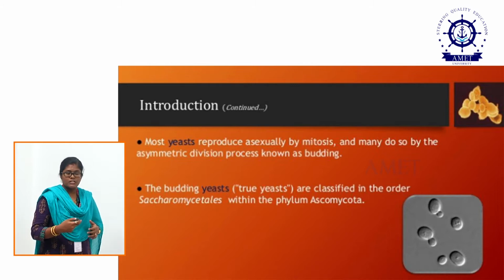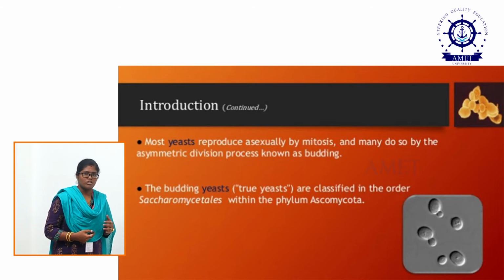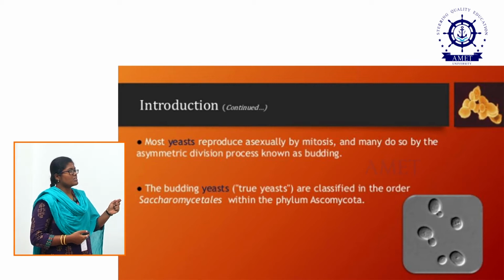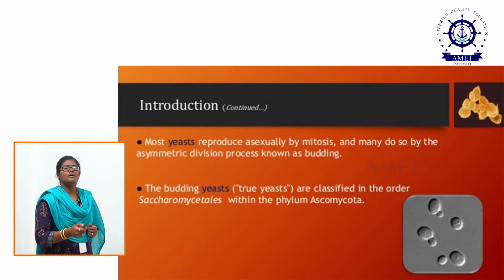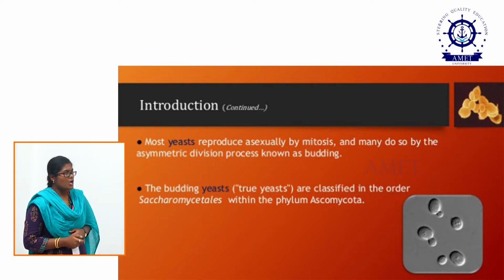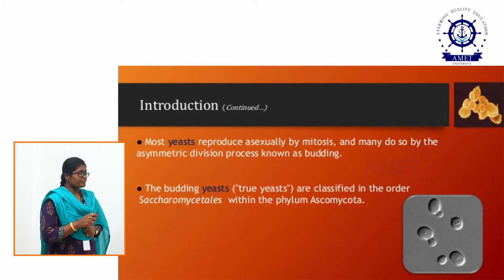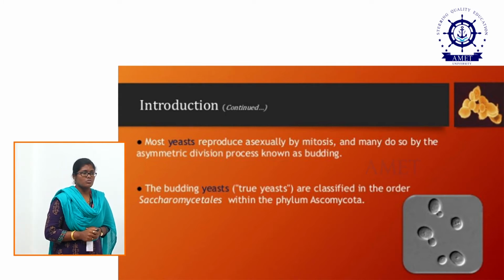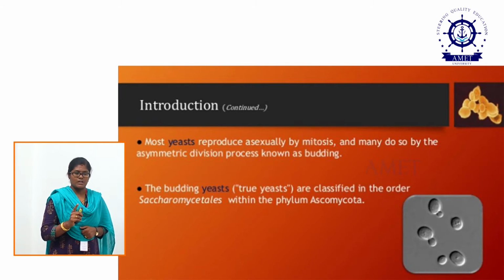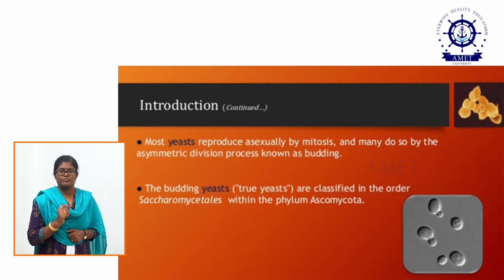When the daughter cells get matured, they leave the mother cell, leaving a scar behind on the mother cell. This scar corresponds to the age of the yeast. So, the age of the yeast is determined by the number of scars present on the body of the mother cell.